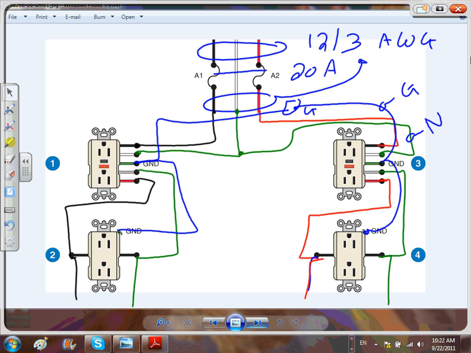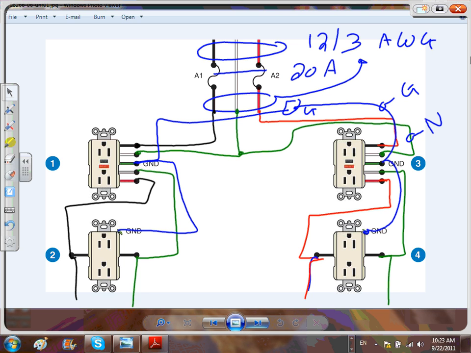It's good for you as a project manager if you're doing remodeling and so forth. The last thing I want you to do, please, is go to 406.9 A and B. 406.9 A and B. Everybody's there? A talks about damp locations. B talks about wet locations. This is where it tells you that in damp and wet locations you need a weatherproof receptacle.